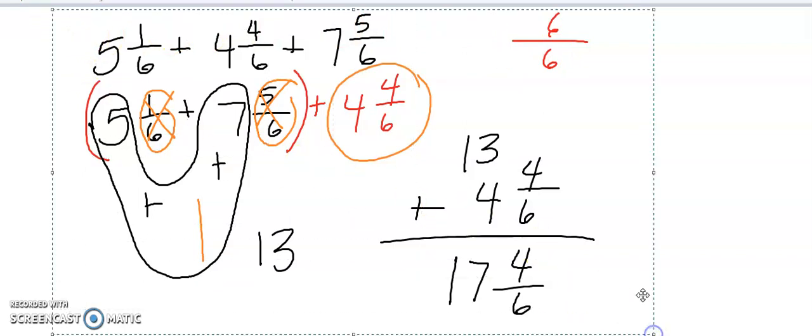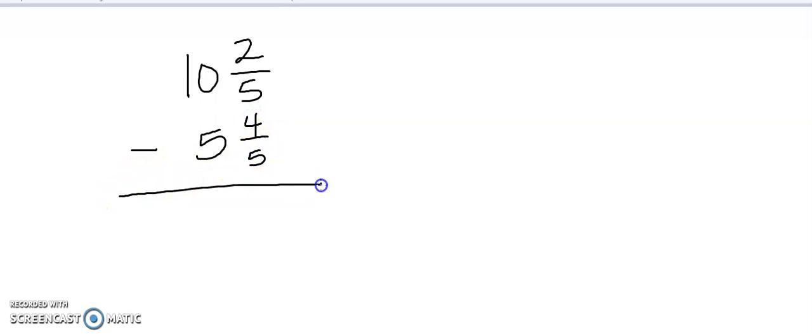Okay, so now let's go to subtracting. So now we go to subtracting, and I have this question here. I'll have 10 and 2/5 minus 5 and 4/5. Okay, so now I'll break it apart. Remember, I don't do 4 minus 2. I don't end up with 2/5. It has to be 2 minus 4. Can 2 take away 4?